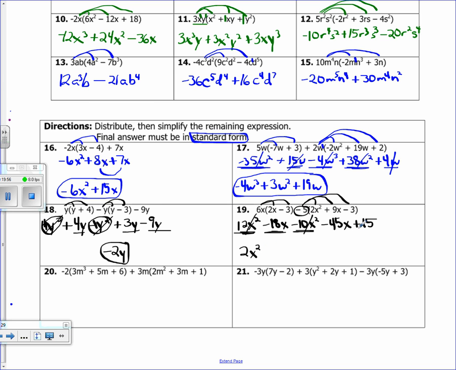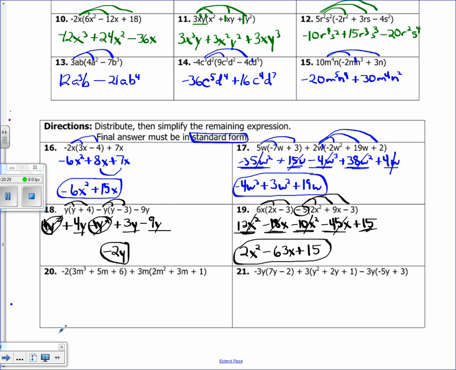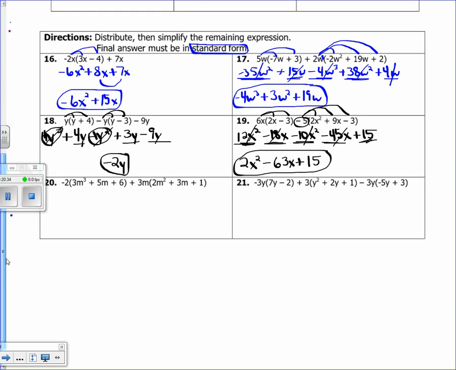Negative 18x and negative 45x. Either add them both as negatives or take negative 18 minus 45. Either way, you should get negative, what would that be, 63x. Cancel those, and the 15 is all by itself, nobody to combine with, so plus 15. Again, notice how I'm going highest power to lowest power for standard form. We'll raise this up a little bit.